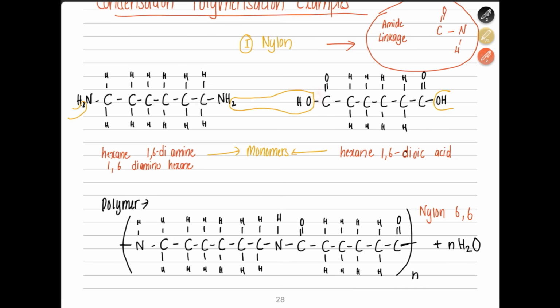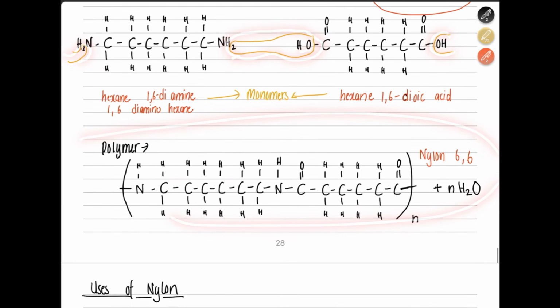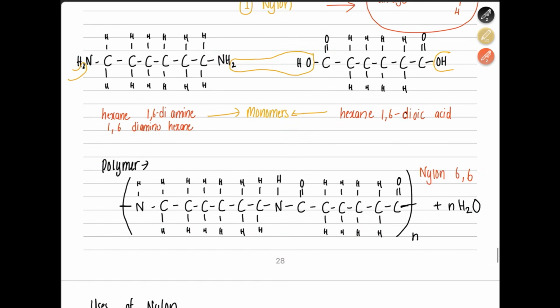Here a water molecule is being removed, OH and OH. You should also remove water from the other side, H2O. So this is your polymer which you're getting. You have hexane 1,6-diamine here, and then NH is over there. This is your open bond.